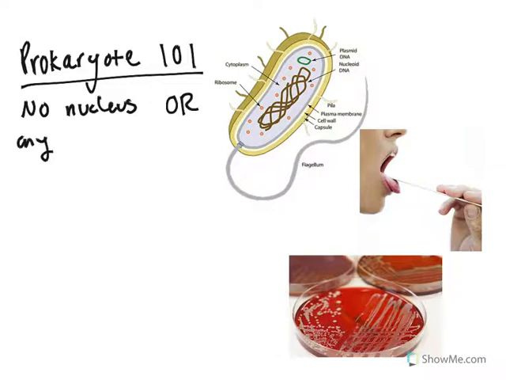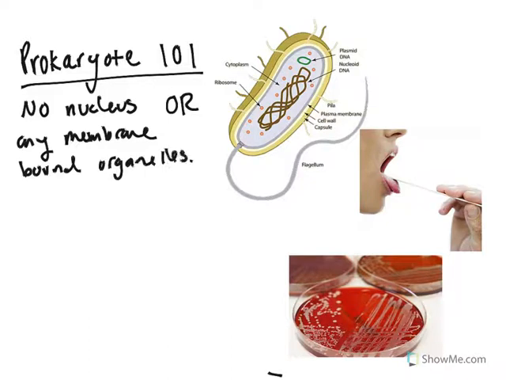So no membrane-bound organelles are going to be found in the prokaryote. So no nucleus or any membrane-bound organelles. They don't have those. They do have DNA in a nucleoid region, which is basically this middle area where they're one giant chromosome just chilling out in the middle. It condenses down, and we call that region the nucleoid region.